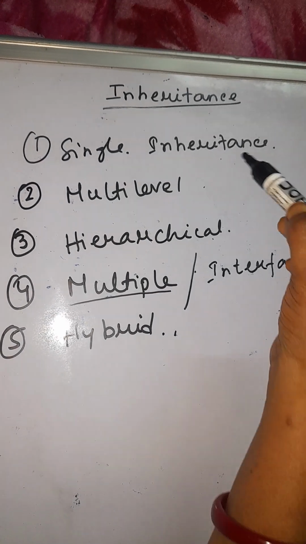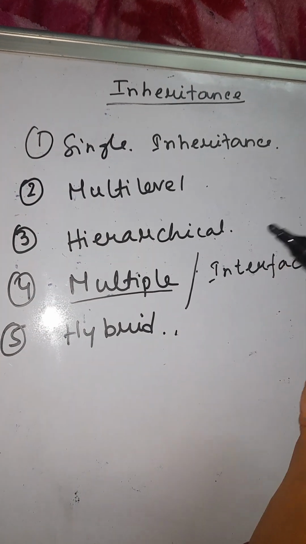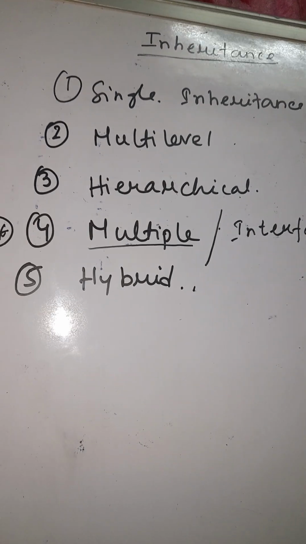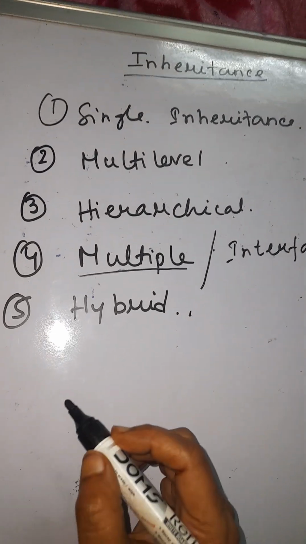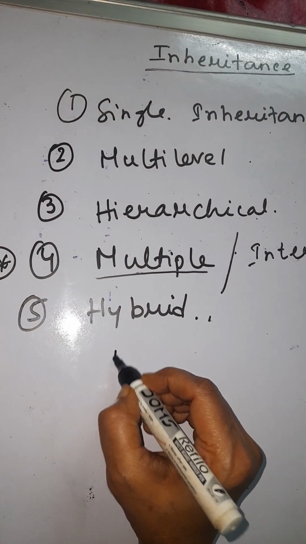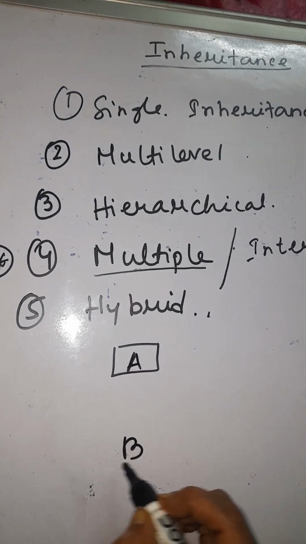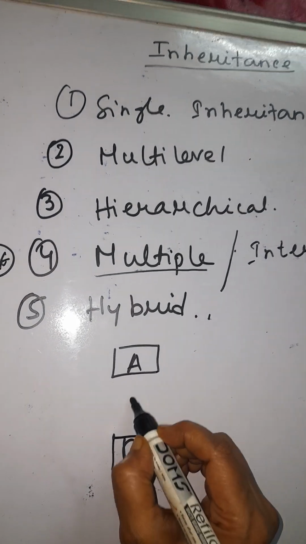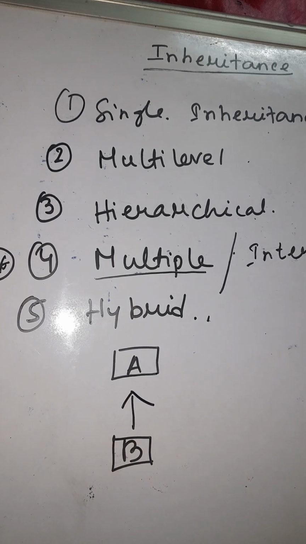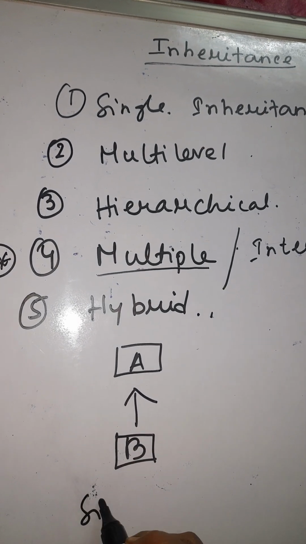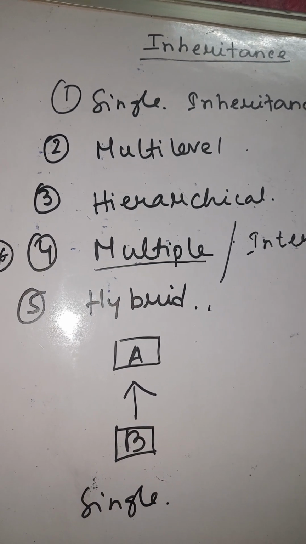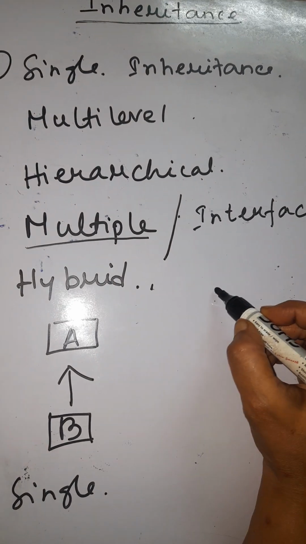Okay, so now what is single inheritance? And which one is multiple, multi-level, hierarchical, and so on. Single inheritance means maybe you have one class, class A, and this one is class B, just as we described. So class B will extend class A. This is as simple as single inheritance. Okay, now what will be multi-level?